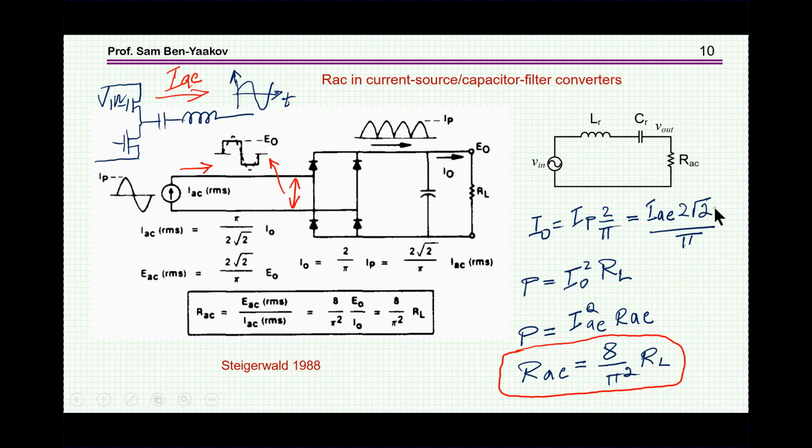So this output DC current squared times RL is the power at the output, and the power at the input, of course, is the IAC, this is the RMS, squared times RAC. When you equate these two, you get this very nice relationship, which is shown here, which is 8 over pi squared times RL. So we can replace this whole section by this linear resistor in which this relationship holds. And then, of course, we got rid of this nonlinear part.